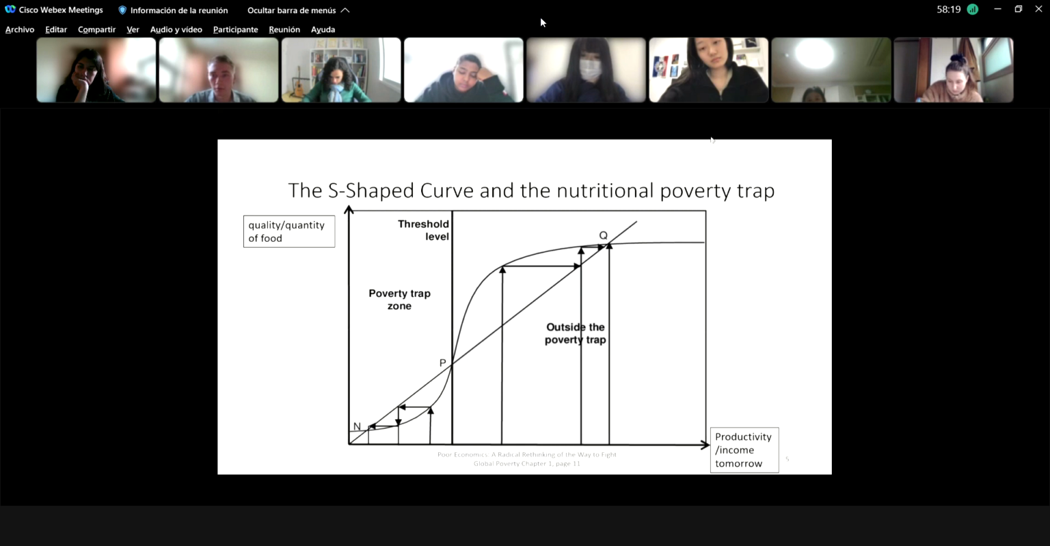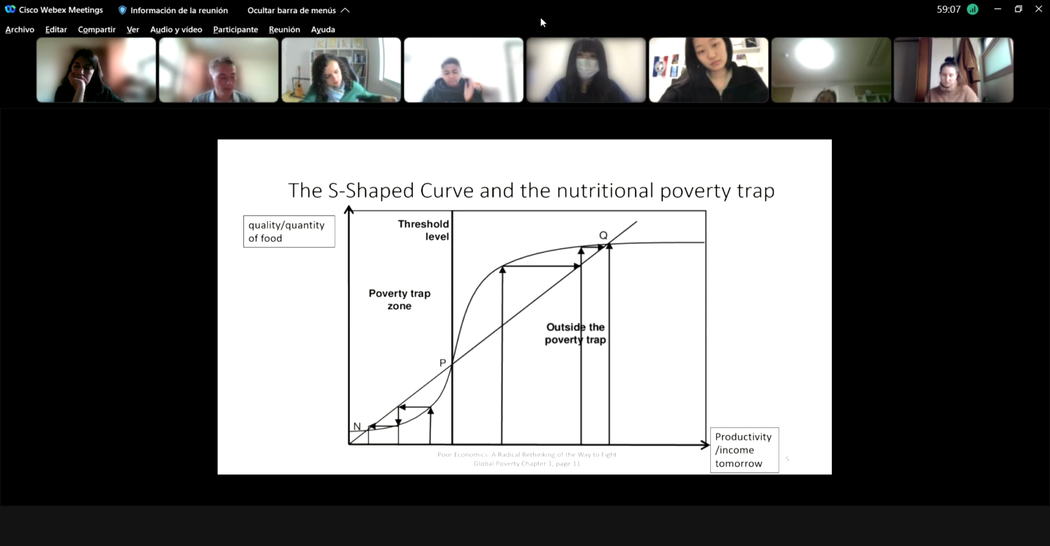Moreover, the authors also refer to the S-shaped curve in the nutritional poverty trap. We already know this curve from chapter 1, which was presented last week, and it can also be applied in chapter 2. The authors used it, with the quality and quantity of food on the y-axis, to explain its relation to productivity and income tomorrow. What we can see is that if you do not overcome this threshold level, this obstacle, there's no ability for the poor to escape the poverty trap zone. So if you're below the threshold level, you're damned to stay in poverty, because the quality and quantity of food is too low to climb up the social ladder.